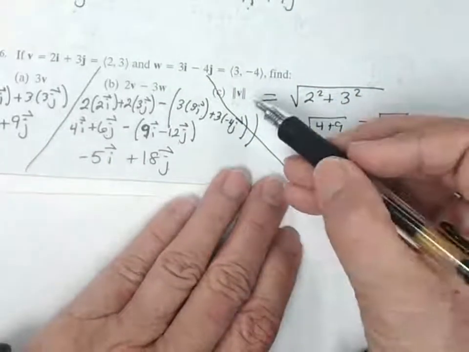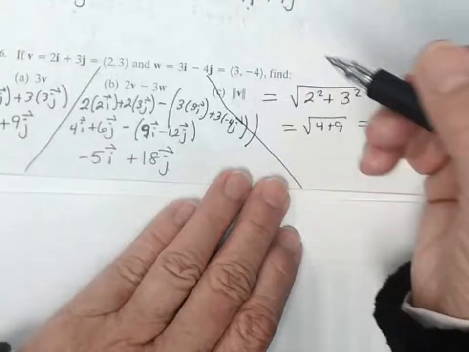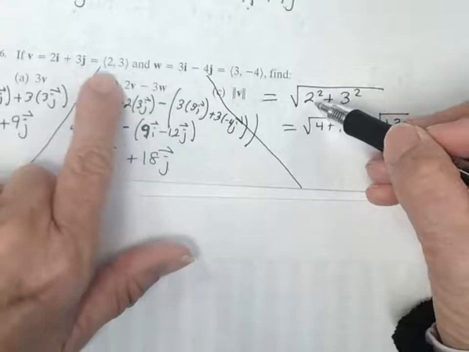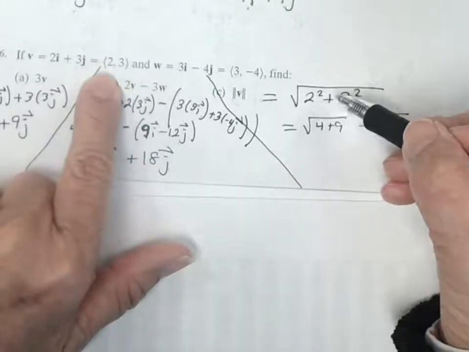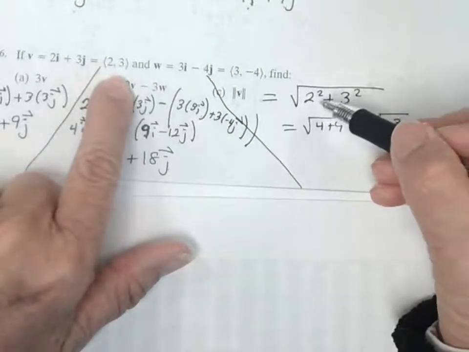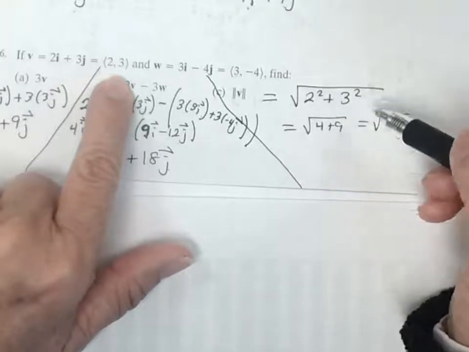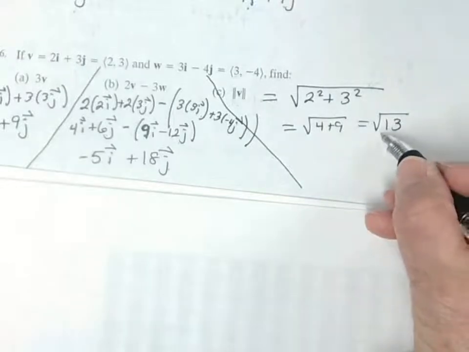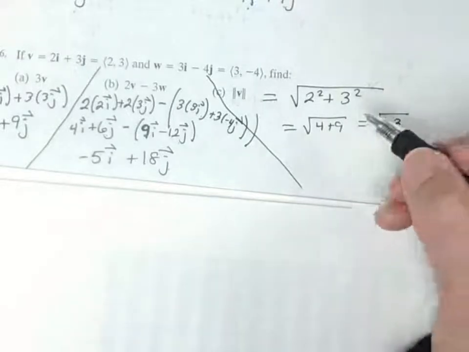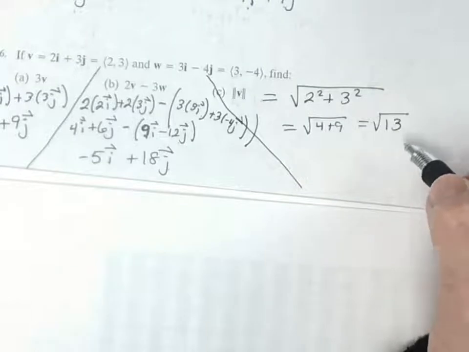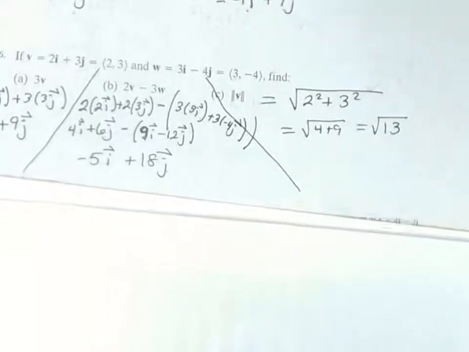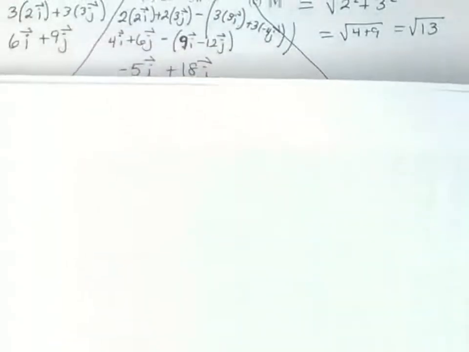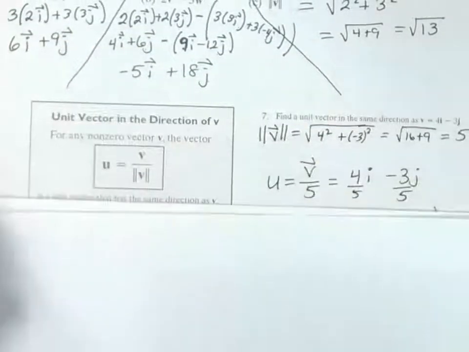Next up is the magnitude of vector v. Remember, the double bars mean magnitude. And the magnitude we find by squaring the x component plus the y component. So 2 squared plus 3 squared, square rooted, and that just gives us the square root of 13. So that is the length of that vector. Remember, magnitude is a length. It has no direction associated with it. It's just a scalar.